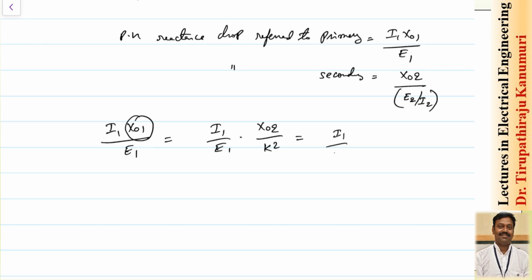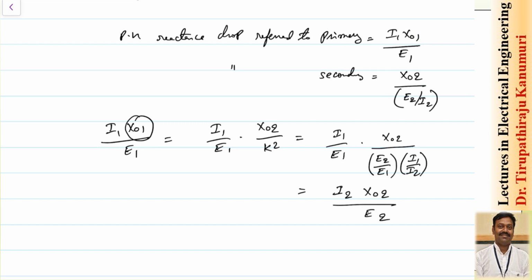So this will become I1 divided by E1 into x02 divided by k, and that k I can write as E2 by E1, or I can represent it in terms of I1 divided by I2. So I have written both the terms. If you simplify them, you will get I2 x02 divided by E2. This is nothing but the per unit reactance referred to the secondary side. So we can tell that in a transformer, the per unit reactance referred to the primary or the secondary side will be the same, and this per unit reactance is also sometimes called the percentage reactance or percentage reactance drop of the transformer.